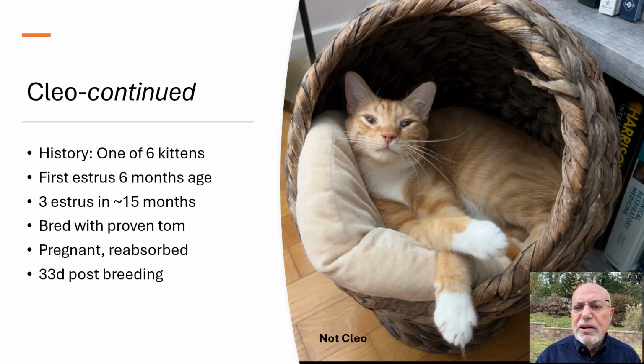By the way, she is owned by a very reputable feline breeder from when I used to work at Tufts University in Massachusetts. So I know this breeder very well, a very successful feline breeder. Anyway, she came in estrus when she was 6 months old, and she has had 3 estrus in about 15 months or so. She was bred with a proven tom, which means that this is a tomcat who has produced many litters before. According to the owner, Cleo gets pregnant, but she reabsorbs her pregnancy. And now she's presented to us when she was about 33 days post-breeding.